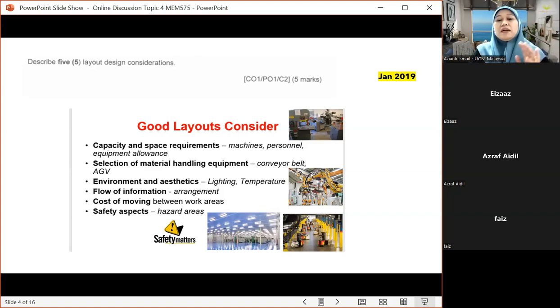Okay. Environment and aesthetic. Environment is very important, especially lighting, temperature, ventilation is very important. We put everything crammed in the factory and the ventilation is not good.